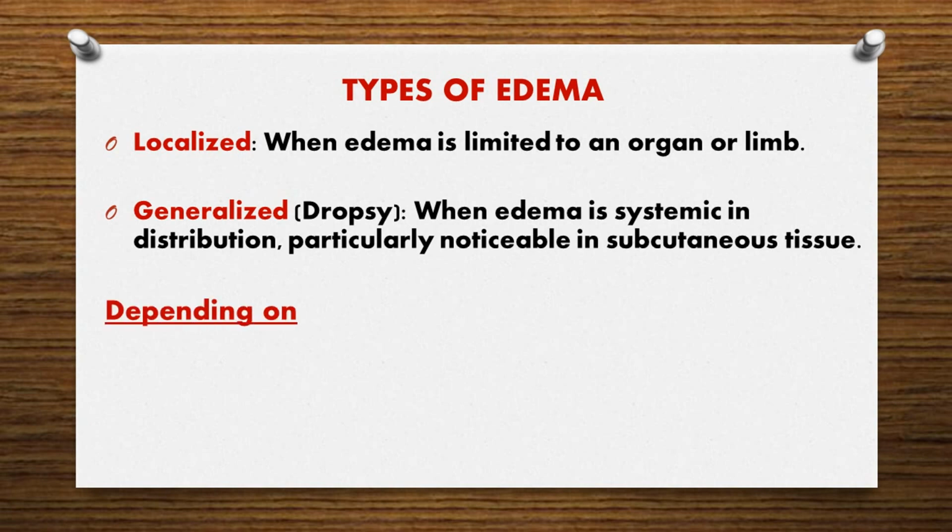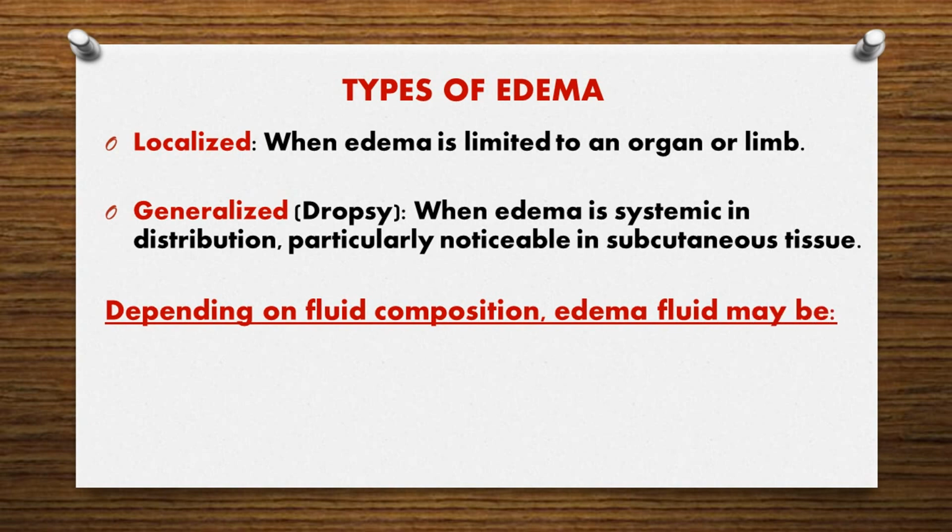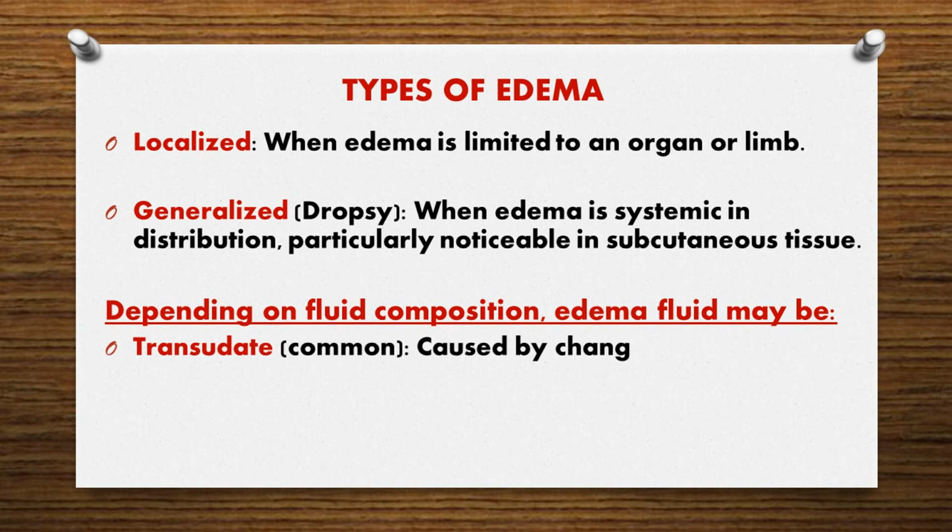Moving on, depending on the fluid composition, edema fluid may also be of two types. The first variety is transudate, which is the common one. Transudate is a fluid which is pushed through the capillaries due to high pressure within the capillary. This pressure is created by the osmotic pressure and the fluid accumulates in the tissue outside the blood vessels, which leads to edema, like in cases of renal diseases.